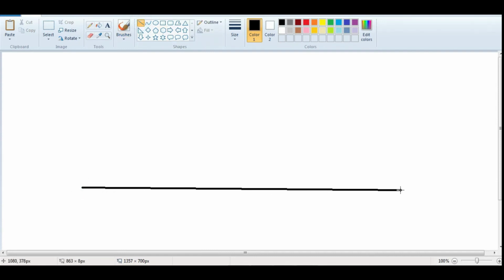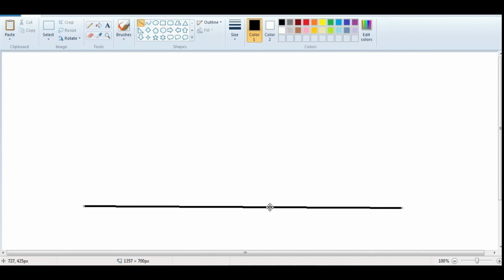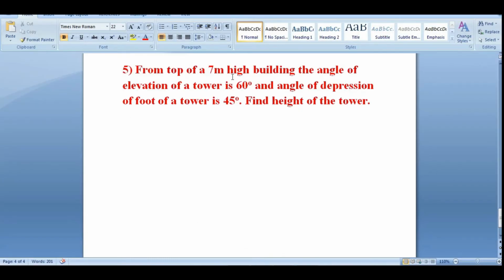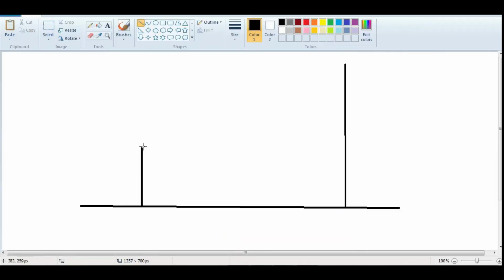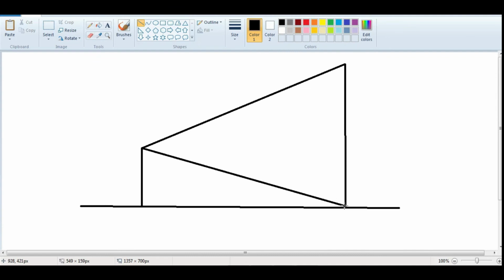So at first I'm just keeping the base. So let's assume that this is the tower and this is the building. I'm just making it smaller. So we are looking from top of the building. Top of the building, the angle of elevation of the tower is 60 degree while angle of depression of your foot is 45 degree. So that's how much? That's 60 degree. While this line is how much? It's 45 degree.